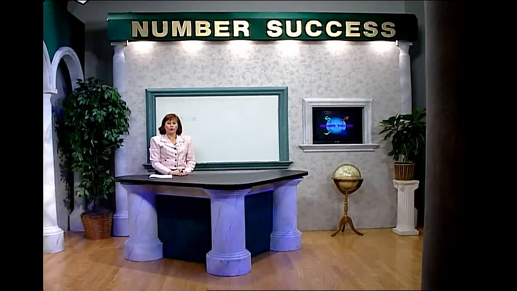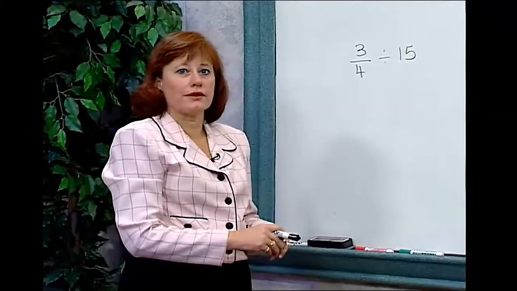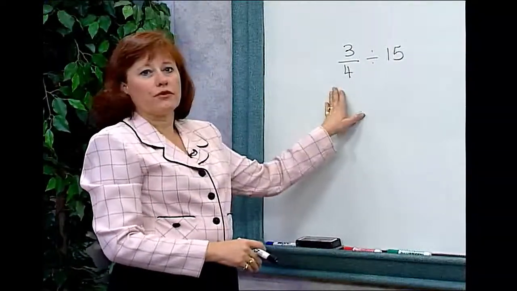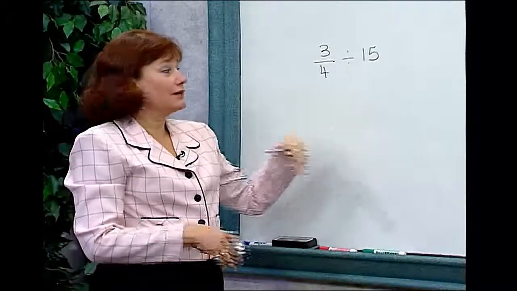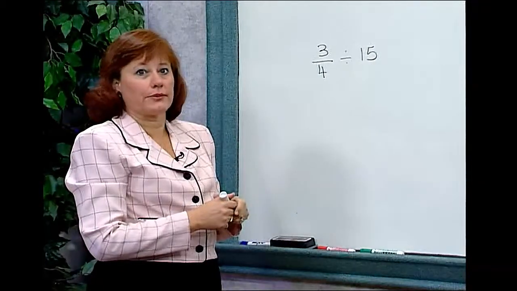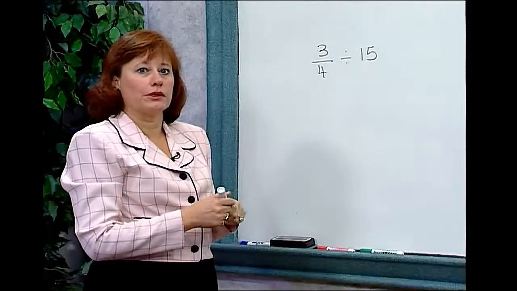Dividing fractions by whole numbers. We've written a problem on the board to illustrate this example. We have 3/4 divided by 15, a fraction divided by a whole number. Luckily, the same rule will apply here that is applied to whole numbers divided by fractions. We want to invert the second one and multiply.